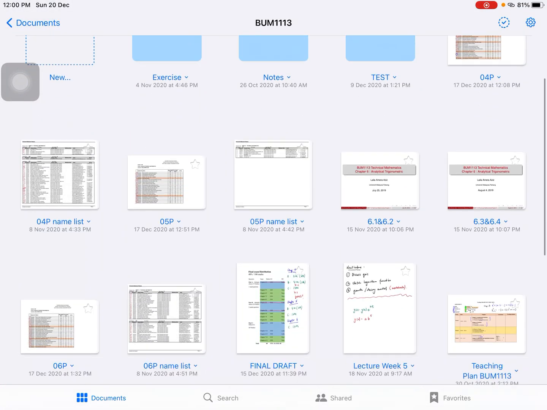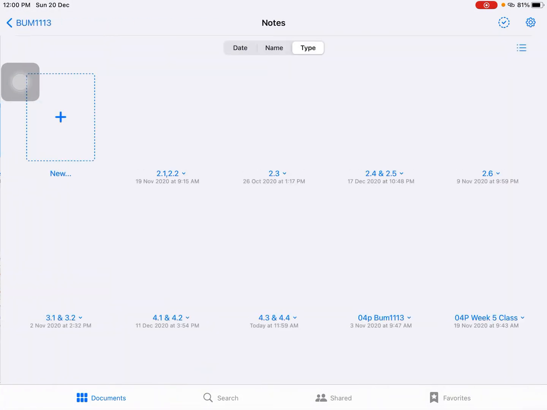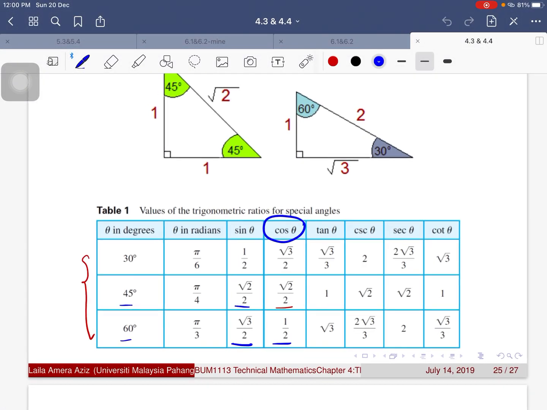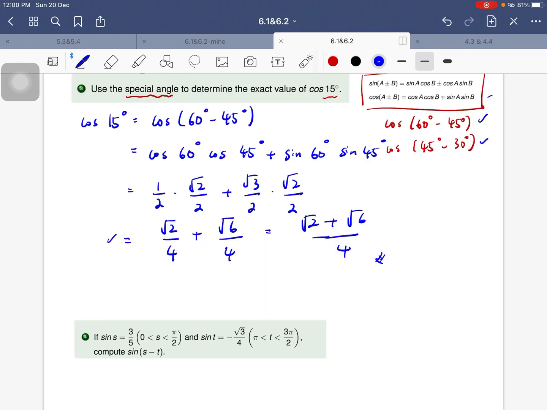Let me check the values again. 4.3, 4.4. Yeah, when it's 45 degrees, it's going to be square root 2 over 2 and square root 3 over 2. That's right. There's nothing wrong with the calculation. Okay, so that is going to be the outcome. No need to simplify that.